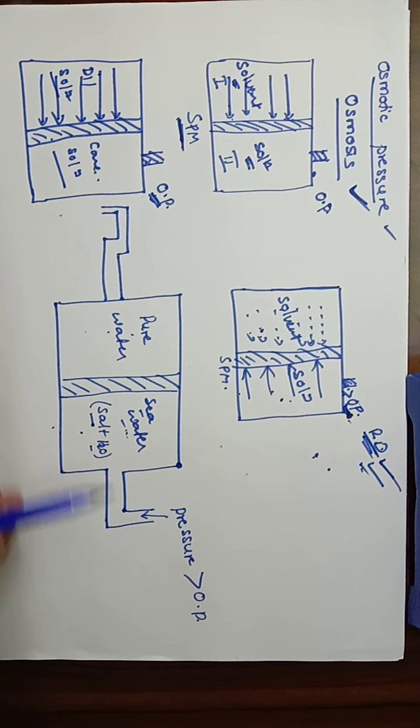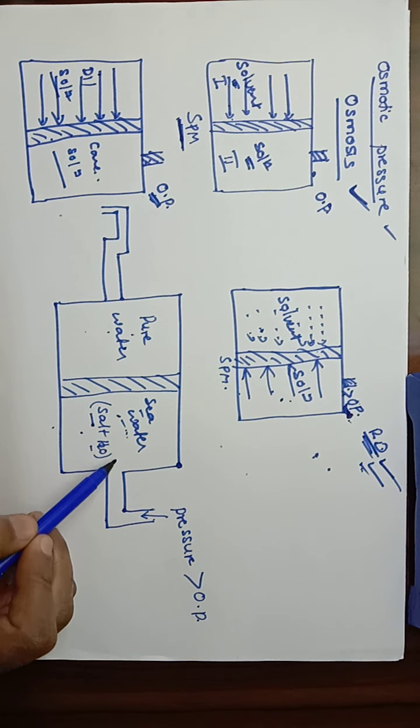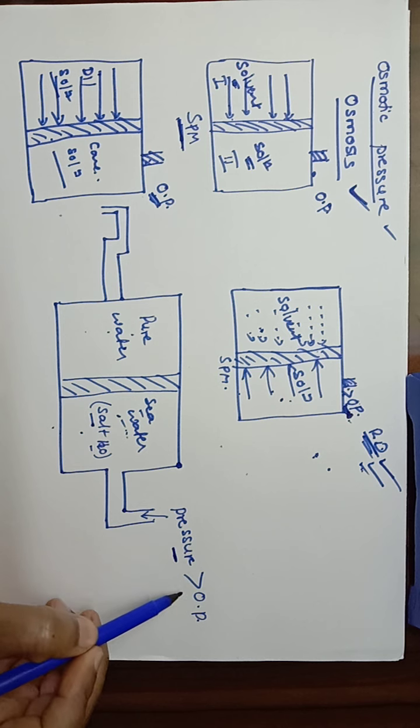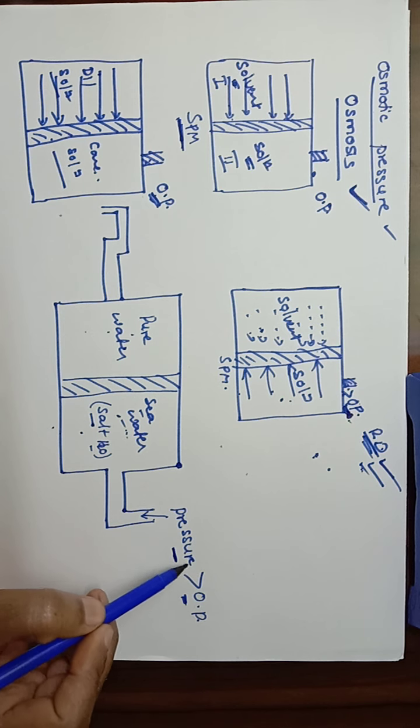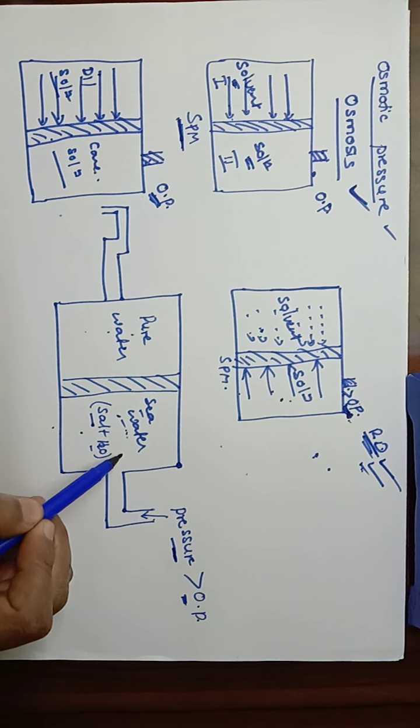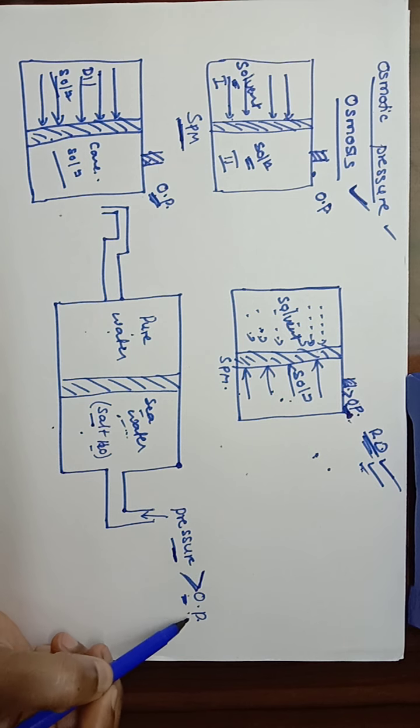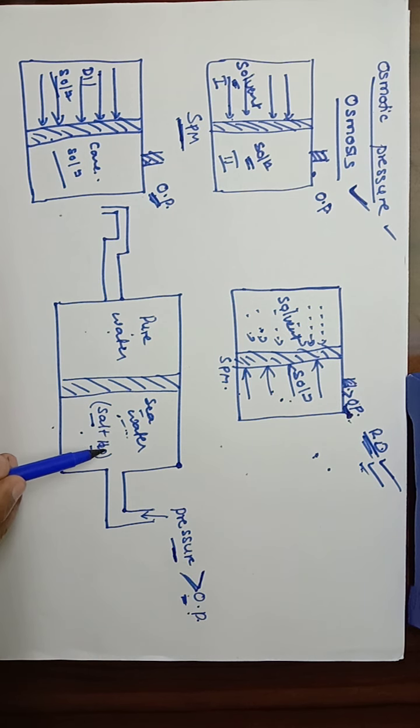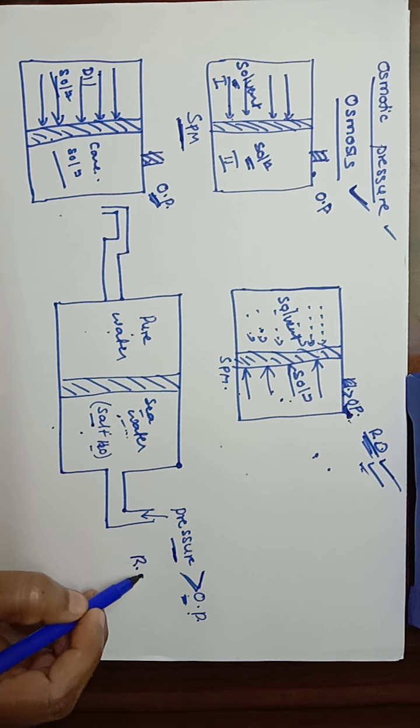Generally, due to osmosis, movement of solvent particles from pure water into seawater takes place. But we are applying certain pressure towards the seawater which is more than the osmotic pressure. So if we apply some pressure towards the seawater which is more than the osmotic pressure, then the movement of solvent particles takes place from seawater into pure water. That process can be taken as reverse osmosis.